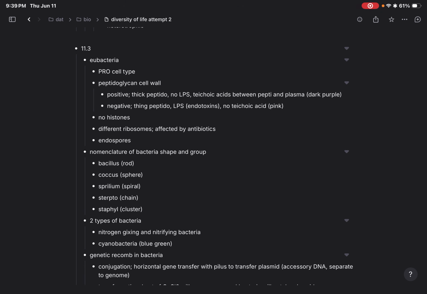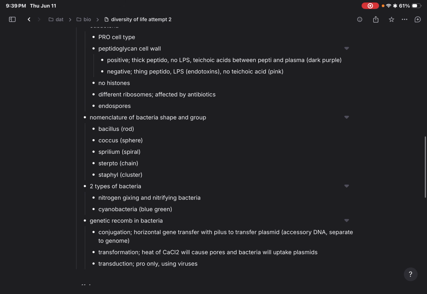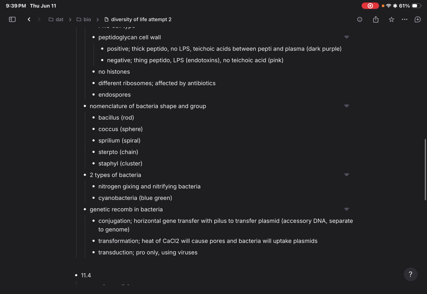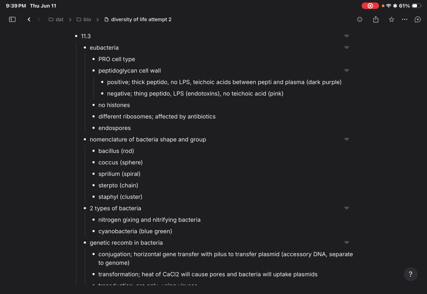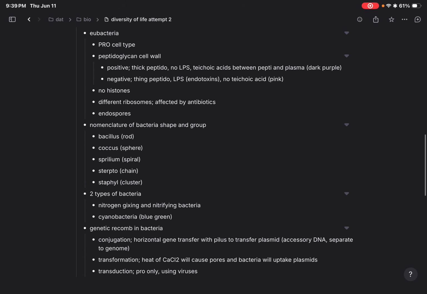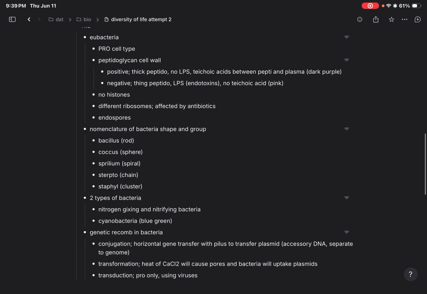So if the cell dies, it'll just release endotoxins and cause death to whatever consumed it. It has no teichoic acid because it can't have everything. So either you have teichoic acid and don't have the lipopolysaccharide, or you have the LPS and no teichoic acid.